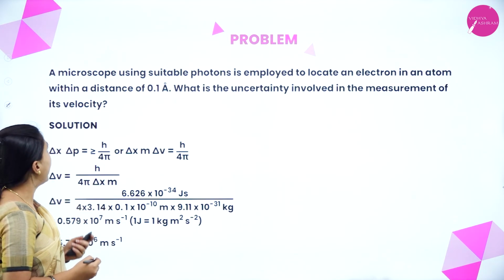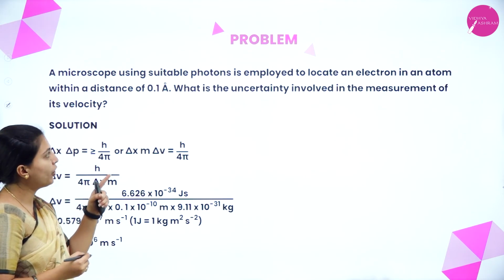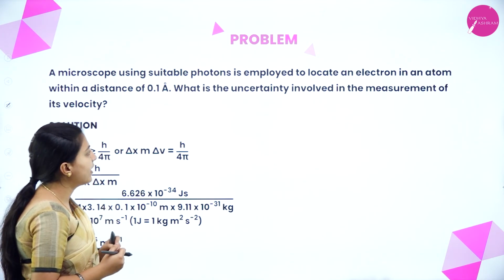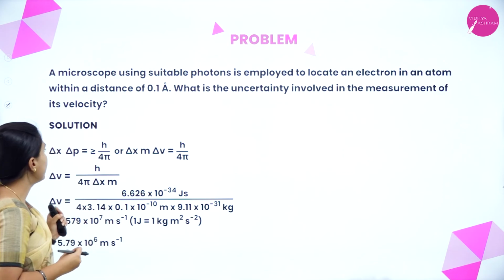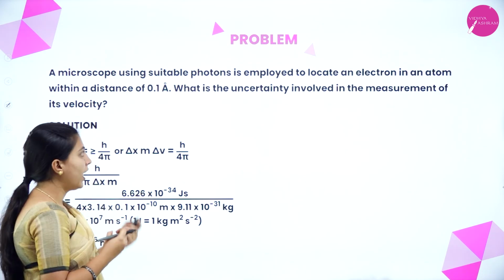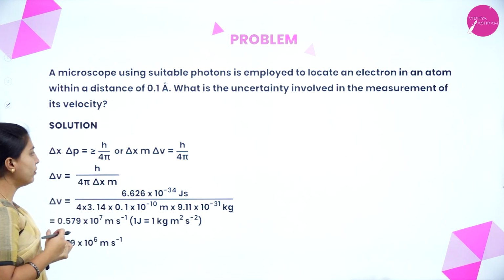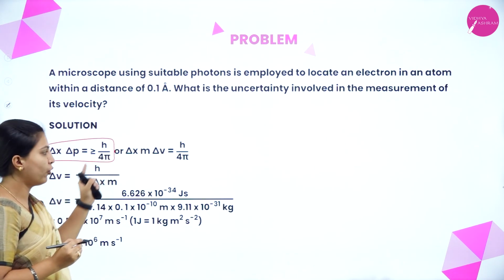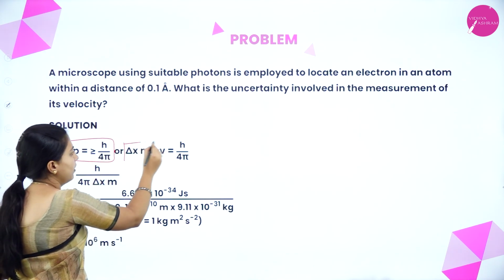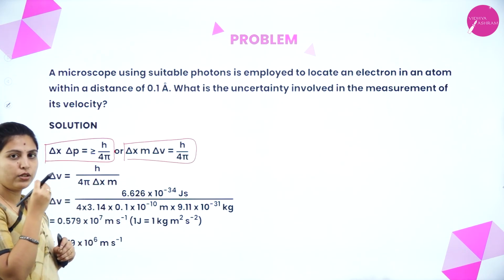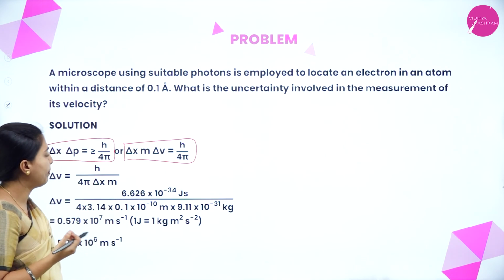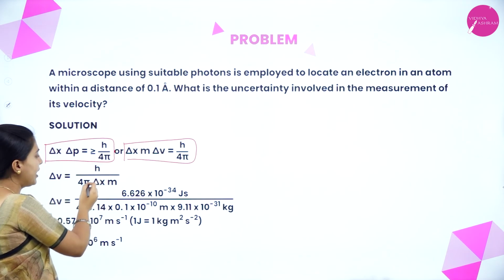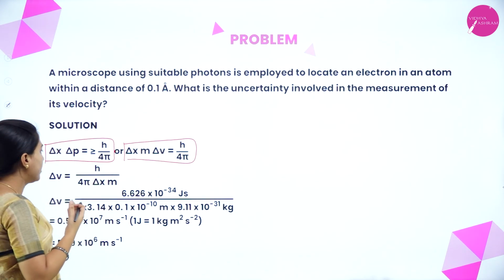Next, a microscope using suitable photons is employed to locate an electron in an atom within a distance of 0.1 angstrom. What is the uncertainty involved in the measurement of its velocity? Here the uncertainty means we have to use Heisenberg uncertainty principle. Delta x into delta p equals h by 4 pi, or delta x into delta v, delta m into v equal to h by 4 pi. We have to find out the velocity, so we take it outside. So, it will become h by 4 pi into delta x into mass.